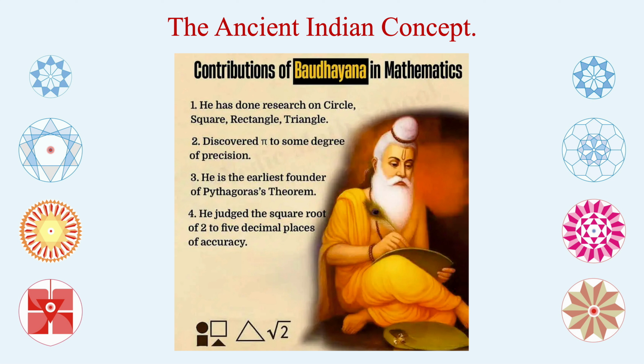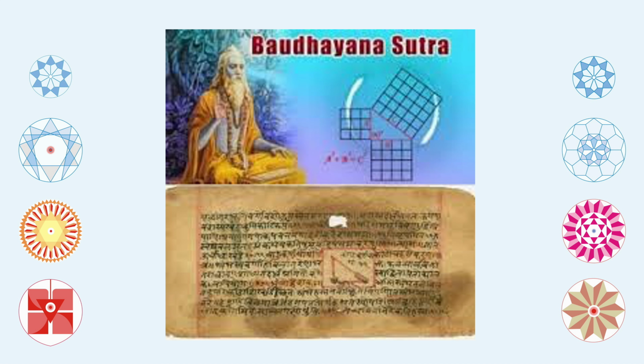He is the earliest founder of the Pythagoras theorem, which is well accepted. He judged the square root of 2 to 5 decimal places of accuracy, which is also accepted. I am not going to go into that detail; that is not the objective of this particular video. But this is where the picture of the Pythagorean theorem, a square plus b square is equivalent to c square.